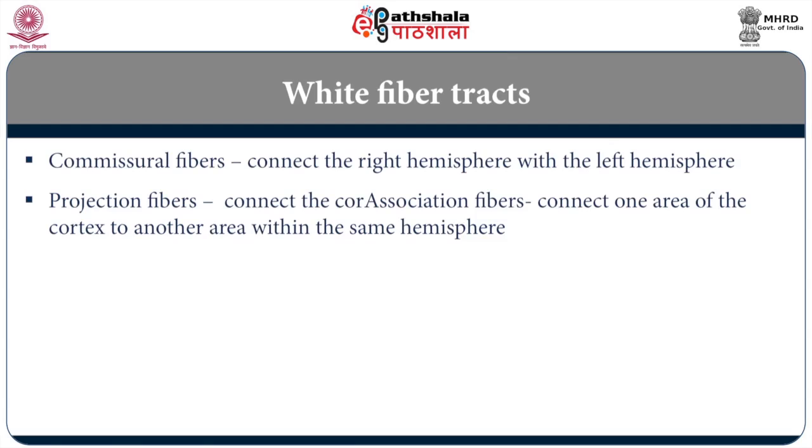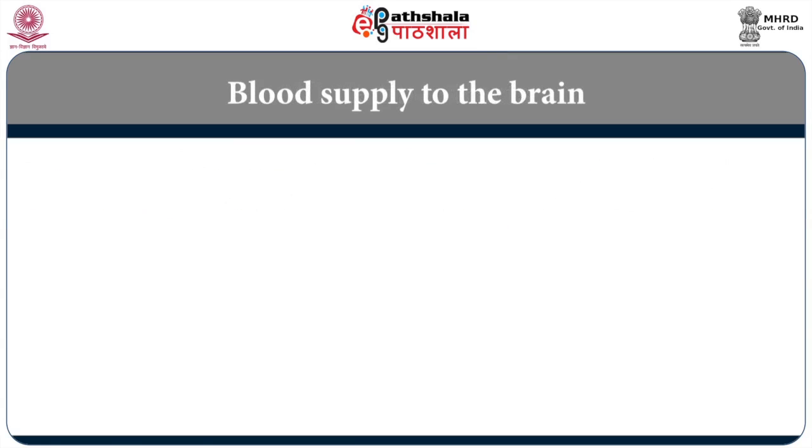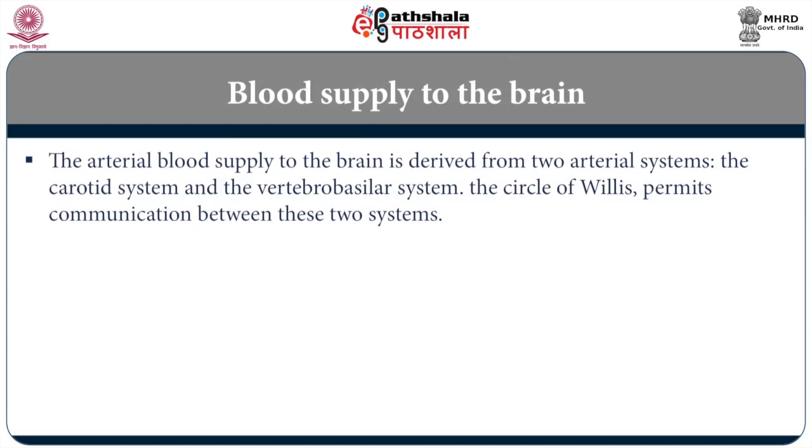for them to function well and keep us conscious, alert, aware, and process information, the brain requires blood. So let's talk about blood supply to the brain. The arterial blood supply to the brain is derived from two systems. One is called the carotid system, the huge carotid artery in the front, and there is a vertebrobasilar artery at the back of your neck.